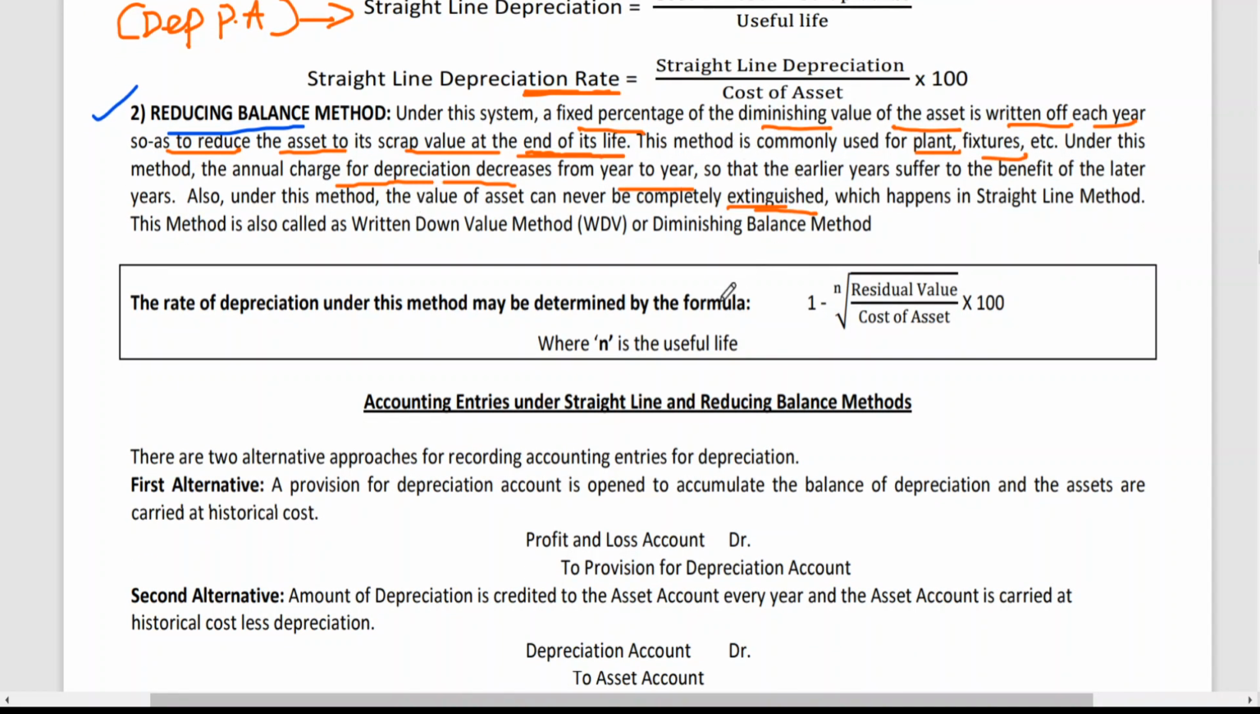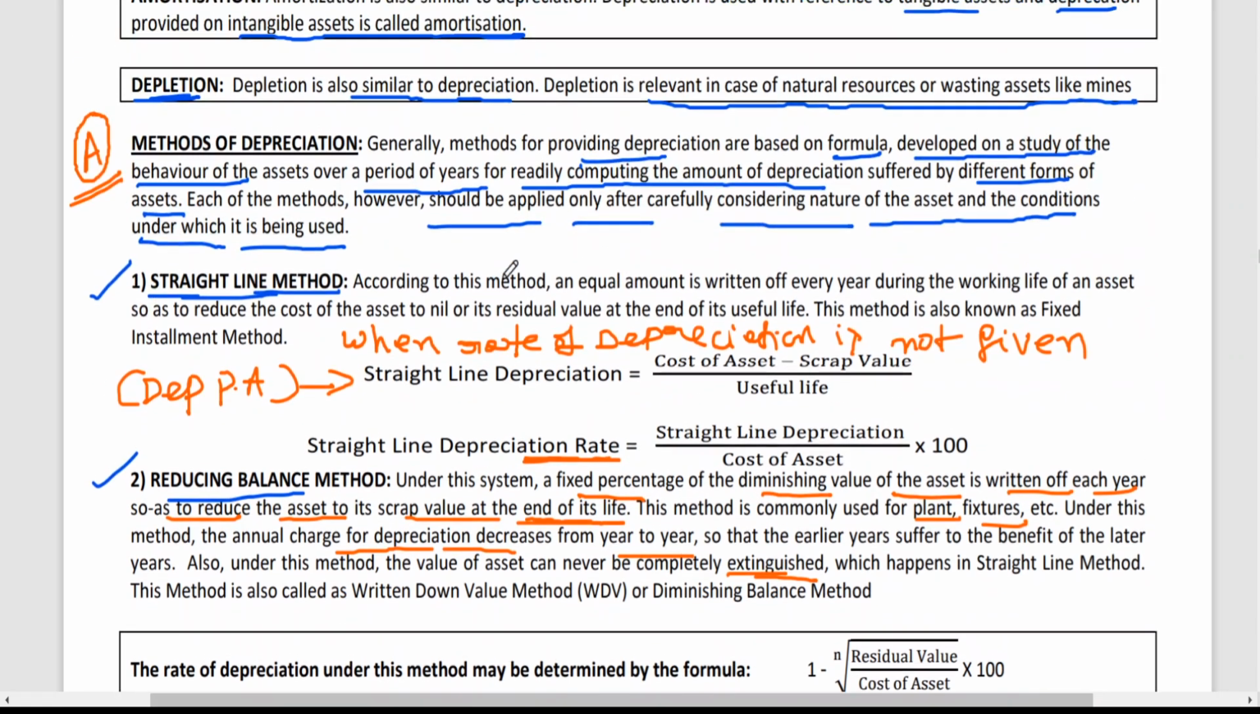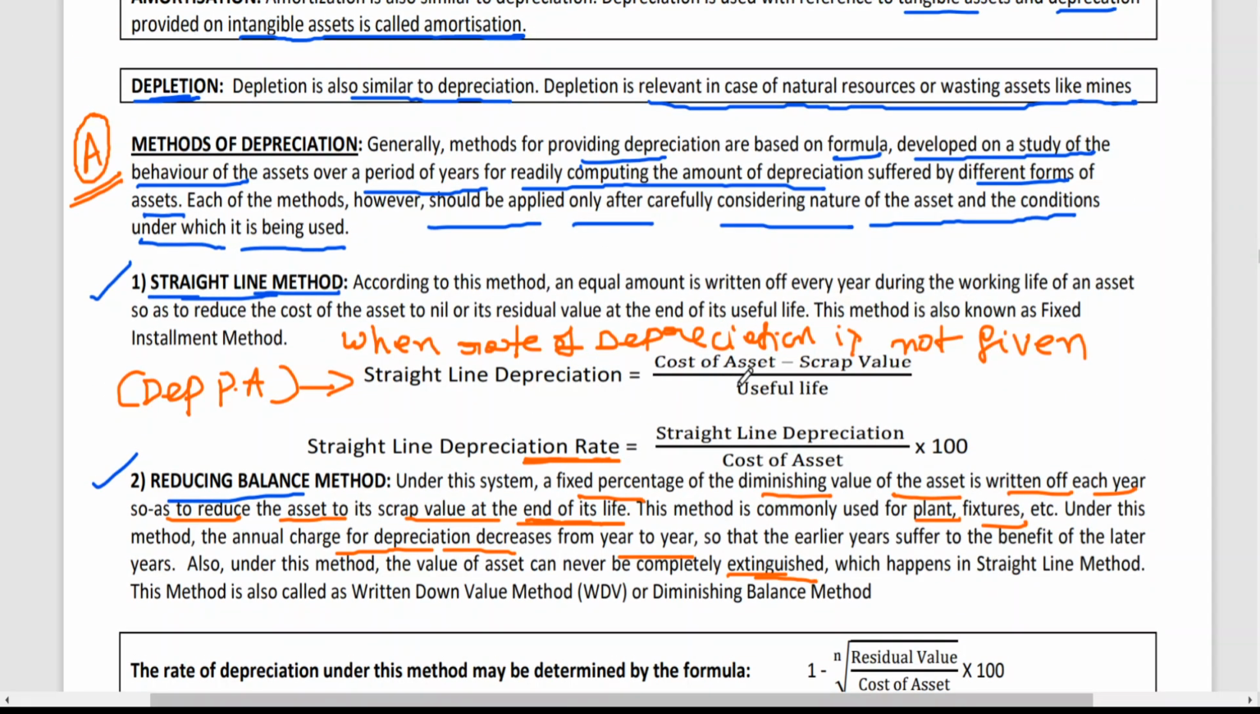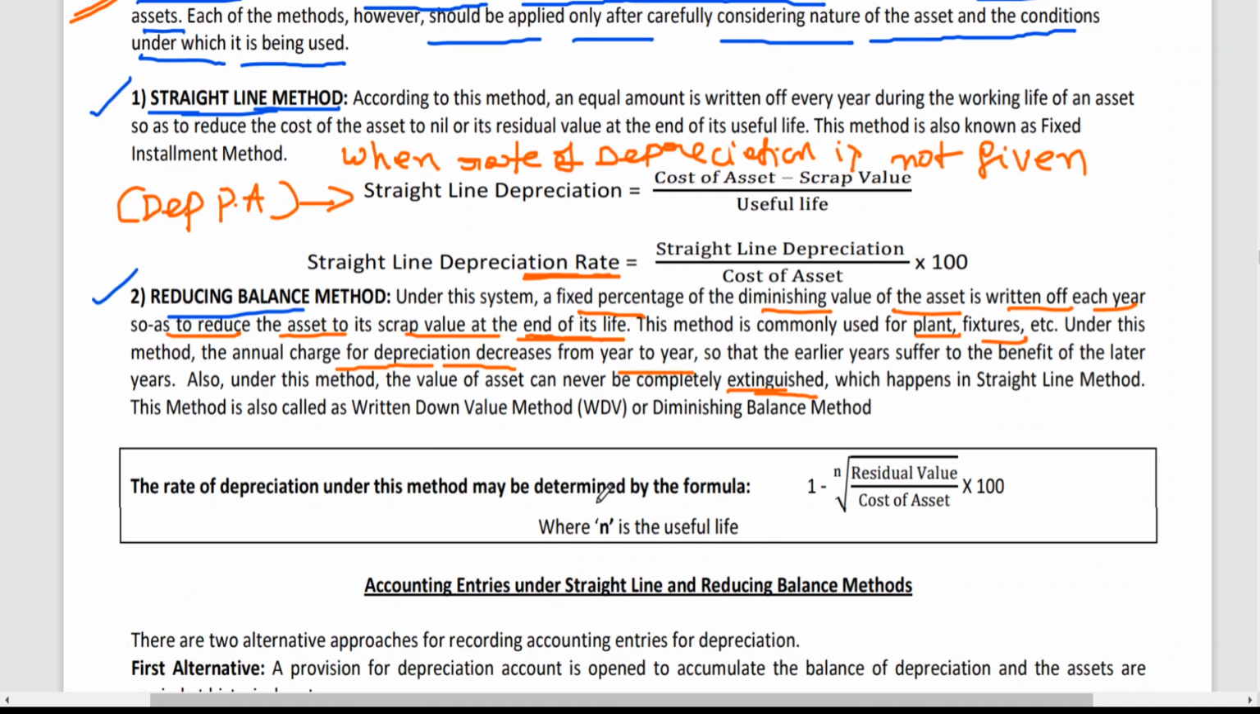Okay, now the written down value or diminishing balance method. When the rate of depreciation is not given, this is the formula, I told you here also. To find the rate: 1 minus the nth root of residual value by cost of asset, into 100.